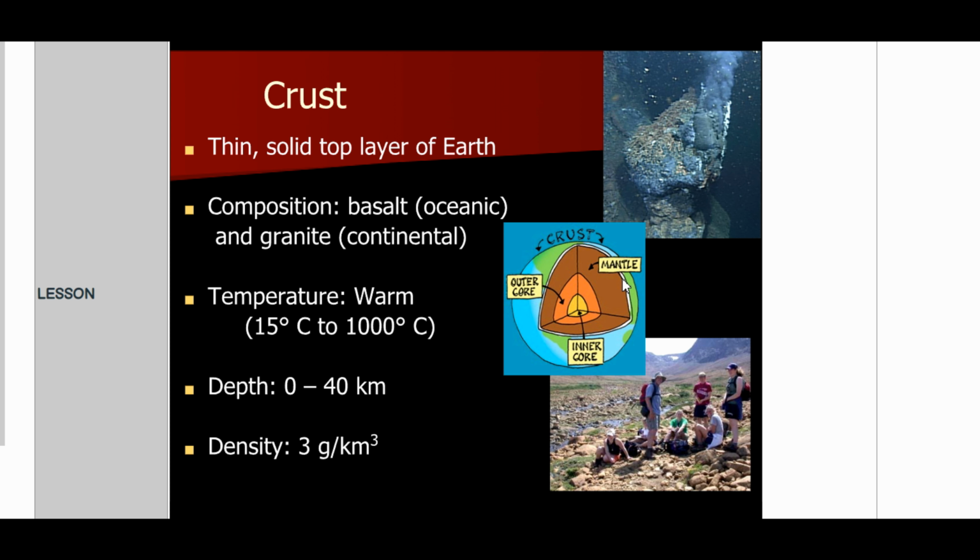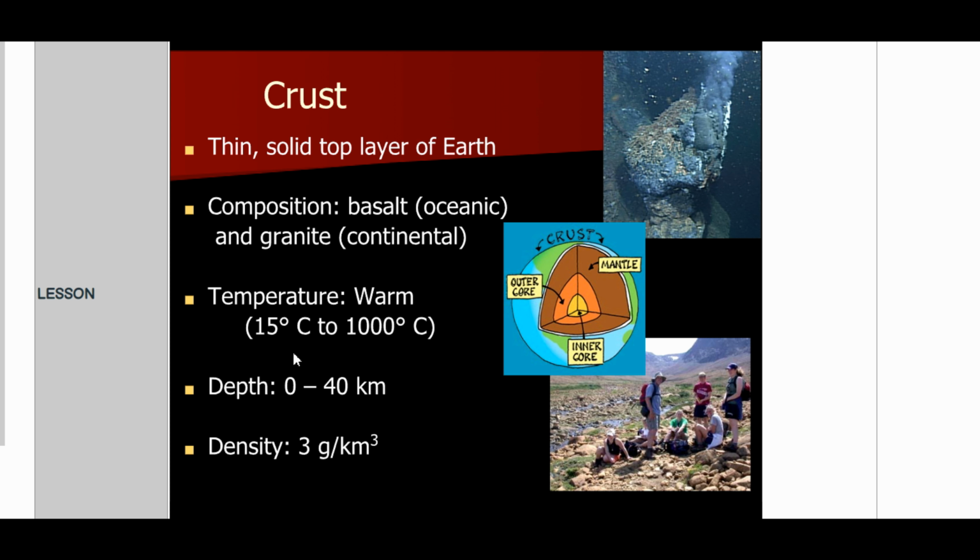The temperature of the crust, anywhere from 15 degrees Celsius on the surface all the way down to 1,000 degrees Celsius at the bottom. So if you're looking at these temperatures, 15 degrees Celsius is approximately 60 degrees Fahrenheit. That's our average temperature, and 1,000 degrees Celsius is a little bit over 1,800 degrees Fahrenheit. And then it just gets hotter the deeper we go into the Earth as we travel towards the core.